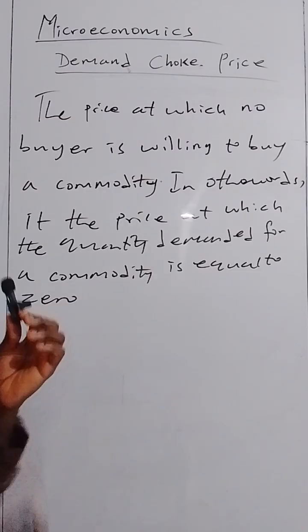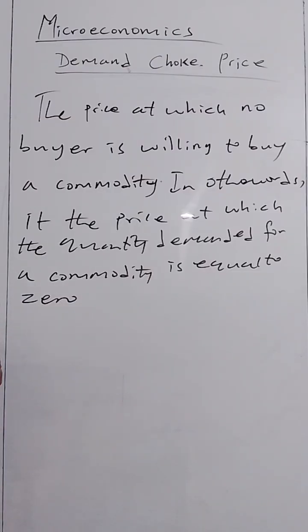So demand choke price is the price at which no buyer is willing to buy a commodity. So how do we determine that price? We determine that price by looking at the price where the quantity demanded is equal to zero. Because when no buyer is willing to buy a commodity, the quantity demanded will be equal to zero.